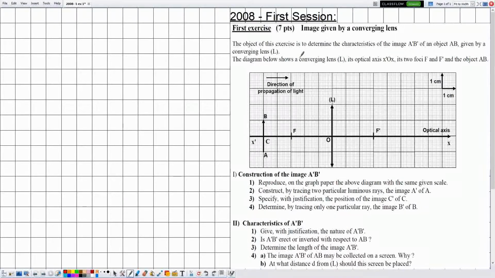The object of this exercise is to determine the characteristics of the image A prime B prime of an object AB given by a converging lens L. The diagram below shows a converging lens L. They mentioned the diagram, so now I can use the figure. Its optical axis x prime o x, its two foci F and F prime, and the object AB.